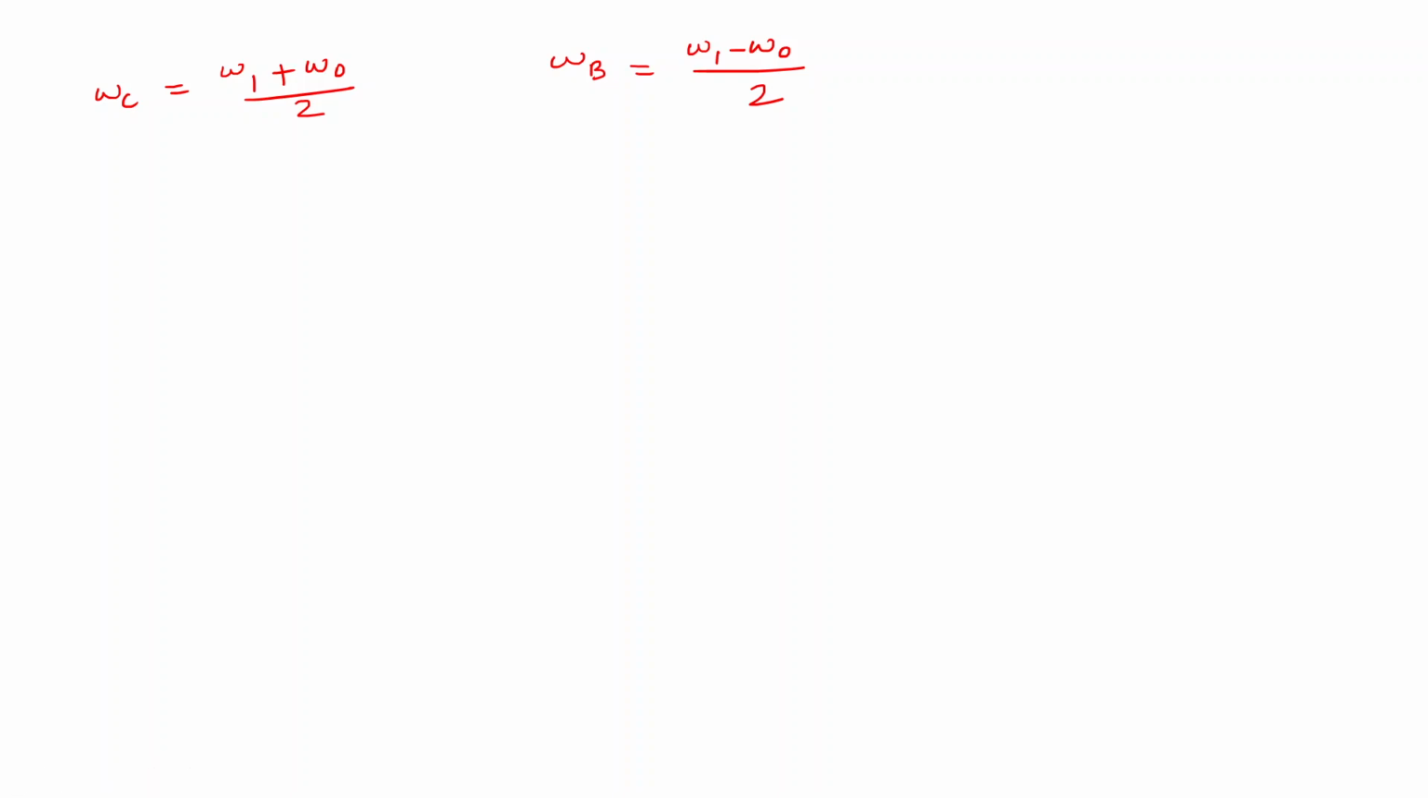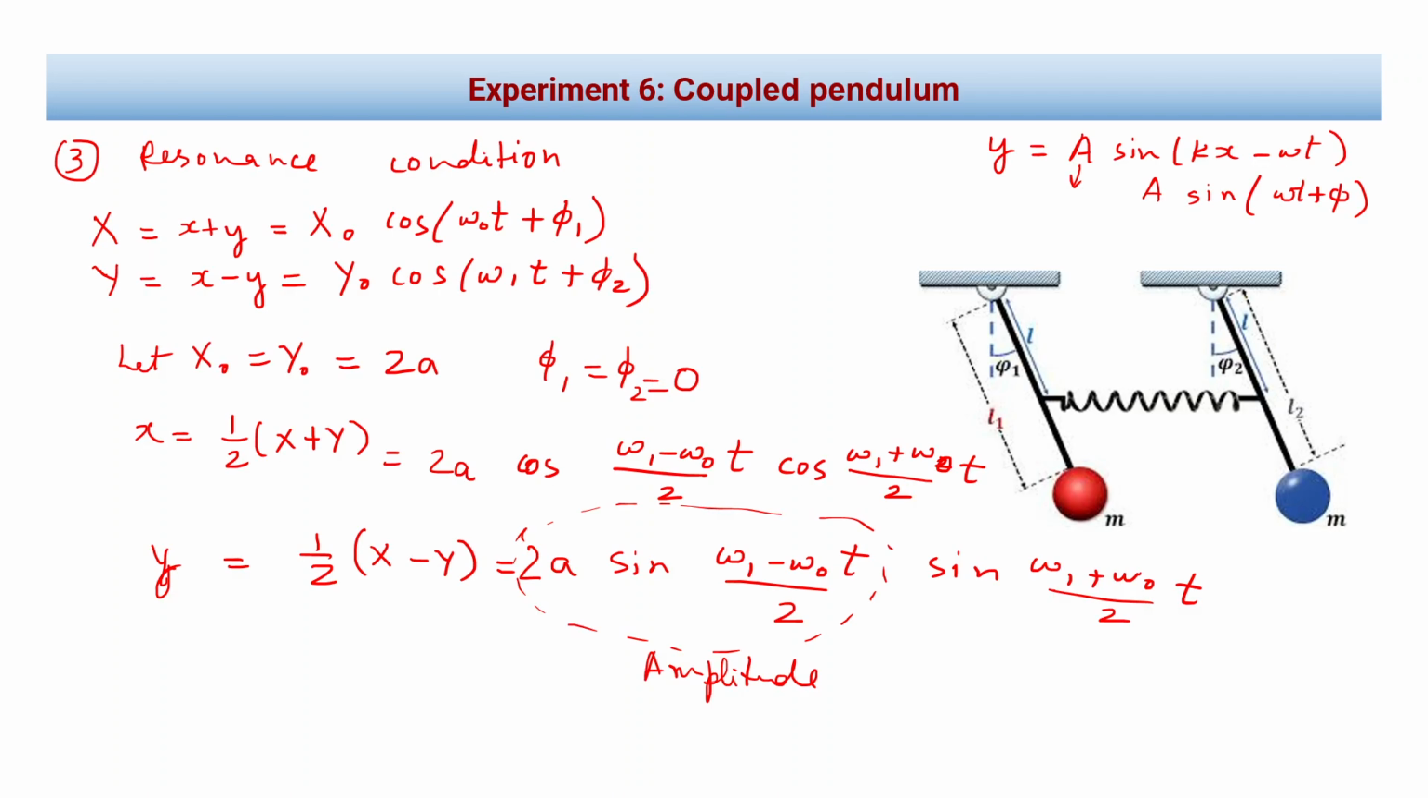Omega 1 plus omega naught by 2 is, as you can see, like omega is the frequency of oscillation of a simple pendulum. The same way here, if we compare, omega 1 plus omega naught by 2 is the frequency of this coupled system, whereas omega 1 minus omega naught by 2 times t is the beat frequency. It's called beat frequency.